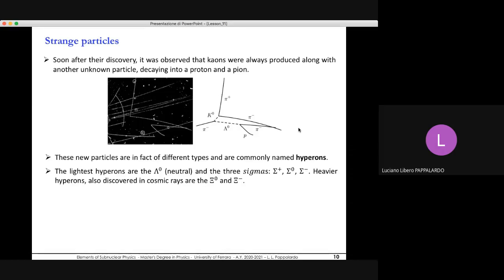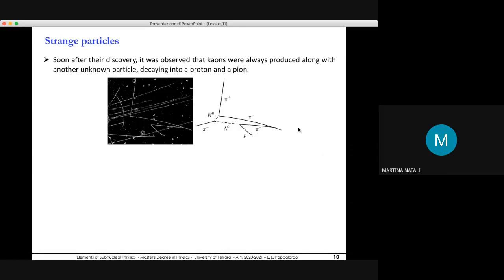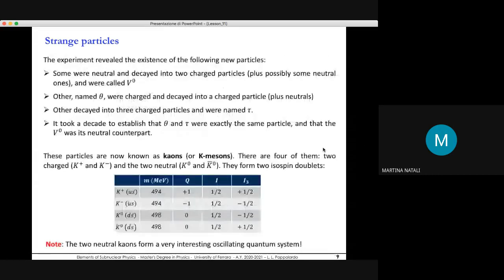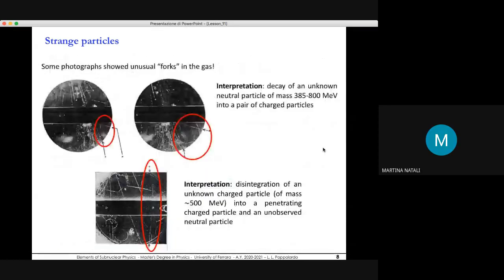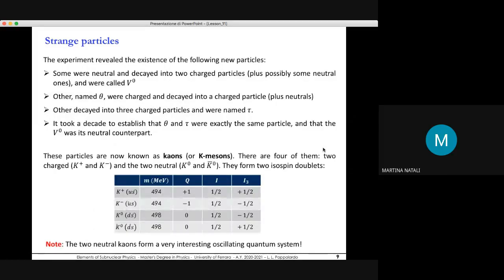Professor? Yes. Excuse me. Here and in slide 8 as well, how is the magnetic field directed? I think it's orthogonal to the page, such that you have this curvature. Okay, perfect. Thank you.